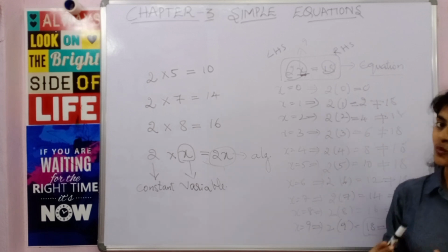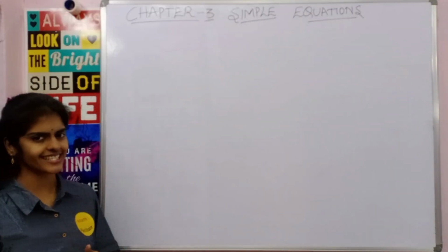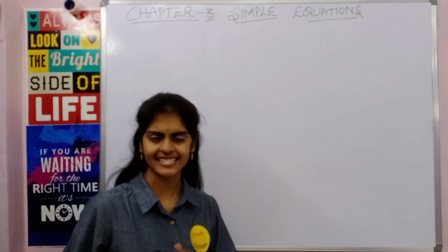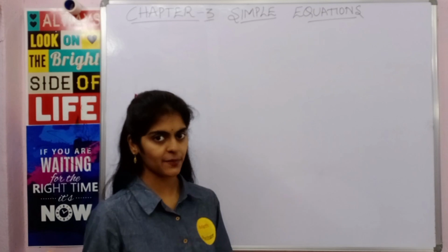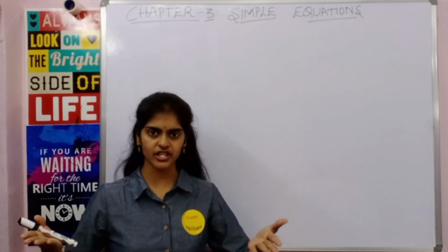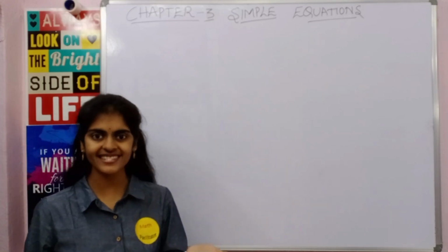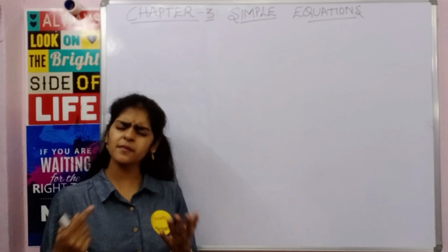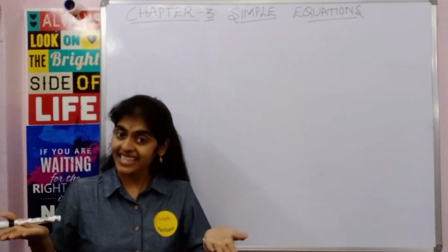Now let us move on to the next concept. In your earlier class you have learned that an equation is considered to be a weighing balance. It is compared to a weighing balance, where one pan of the weighing balance is LHS and the other pan is RHS. The weighing balance will be stable when both the pans are equal, when the weights on both the pans are equal. Similarly, in the equation also, when LHS and RHS are equal, only then the equality is satisfied.